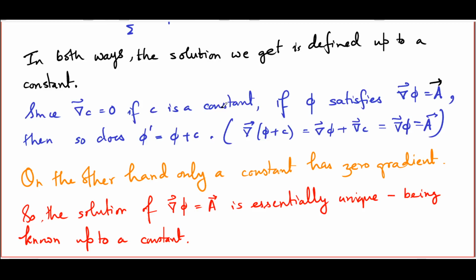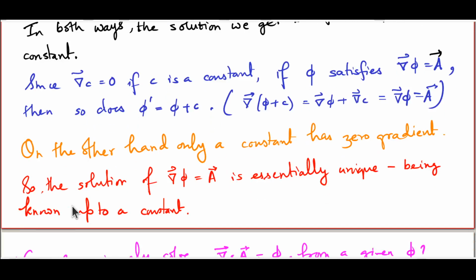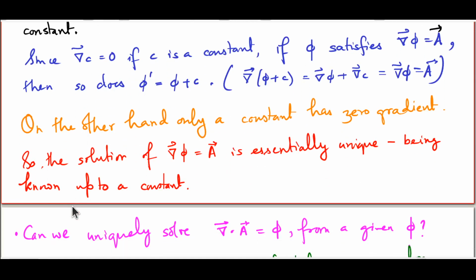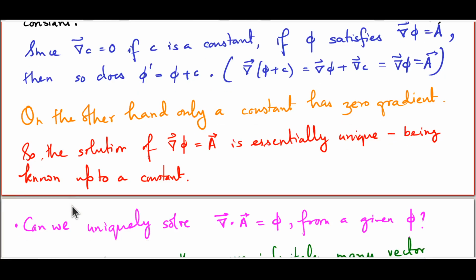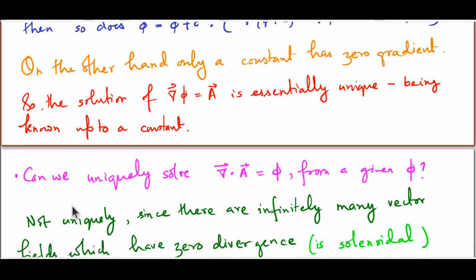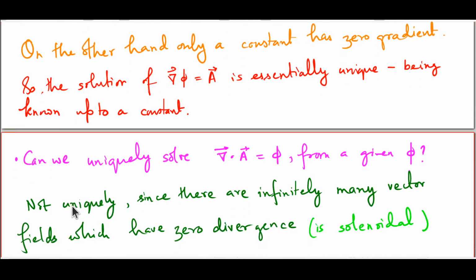Let us now turn to a slightly more difficult question. The question of reconstructing a vector field from either its divergence or its curl or both. Now, if the divergence of a vector field is specified, let's say we are given the scalar phi, which is known to be the divergence of A, it is obvious that we cannot solve this uniquely for A, since there are infinitely many vector fields which have zero divergence.